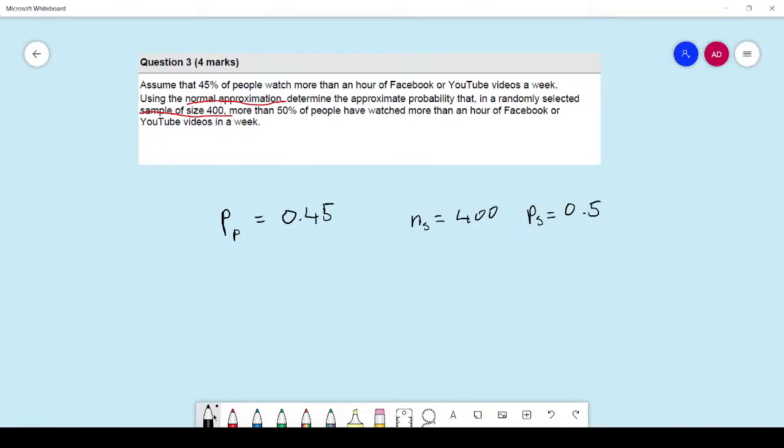So the first thing we'll do is find sigma, which is equal to the square root of p-hat times 1 minus p-hat over n. This is p-hat, by the way, not p. So now we just sub in our values: 0.5, 1 minus 0.5 is also 0.5, over n, which is 400.